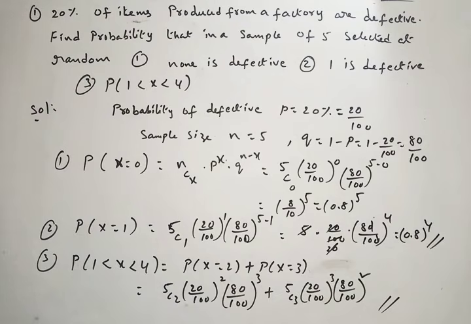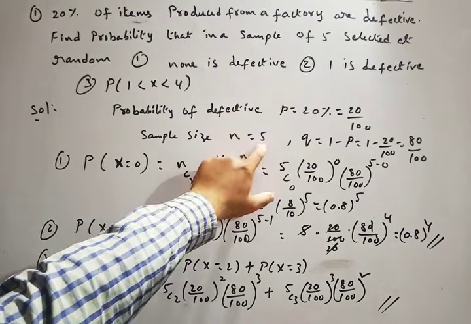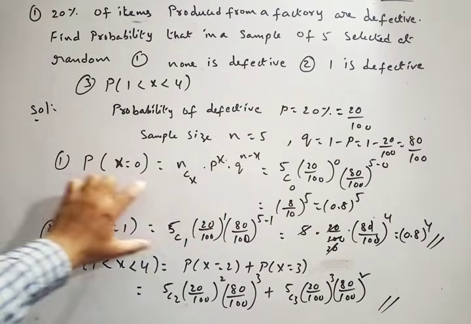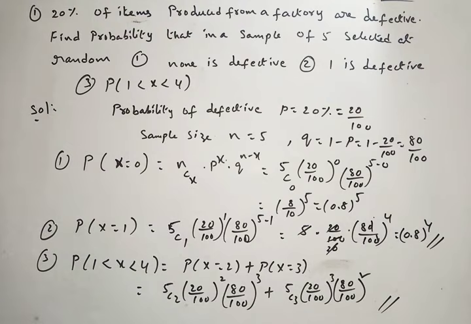Like this, you need to solve the binomial distribution. To solve it, what do we need? We need the p value, the n value and the q value. So using the formula, you can find the required probabilities.